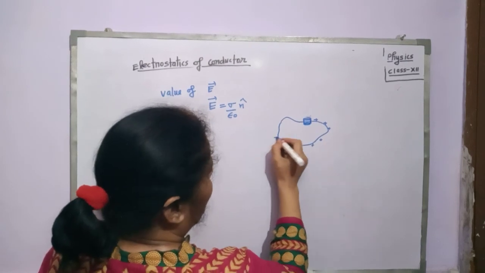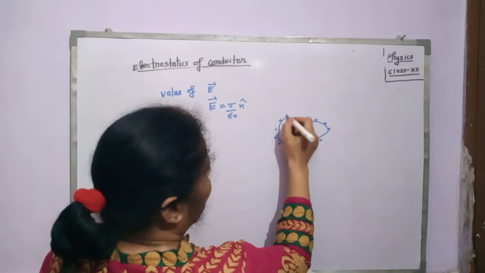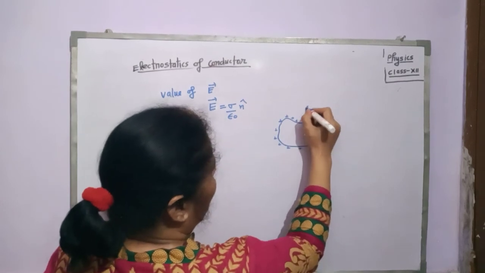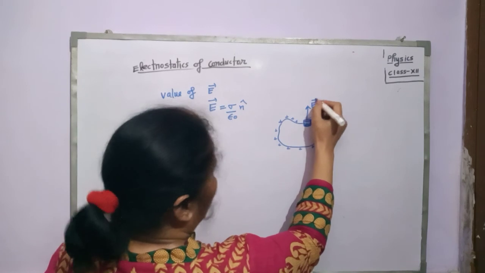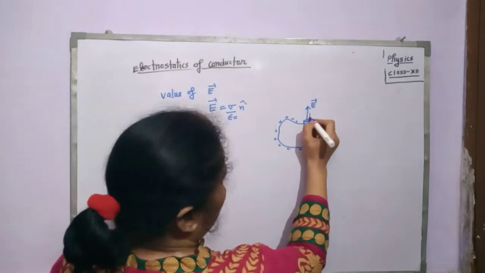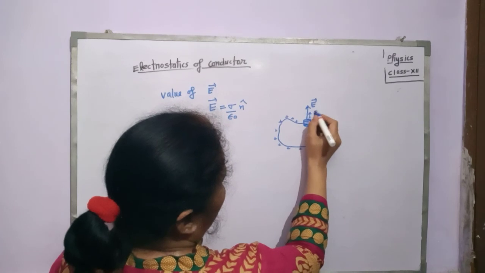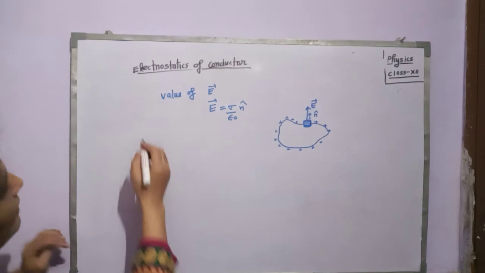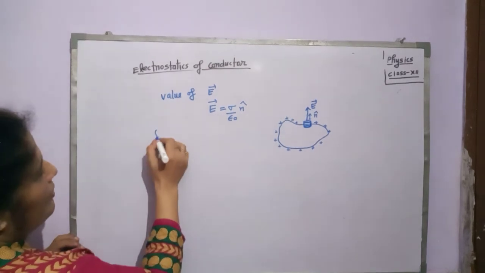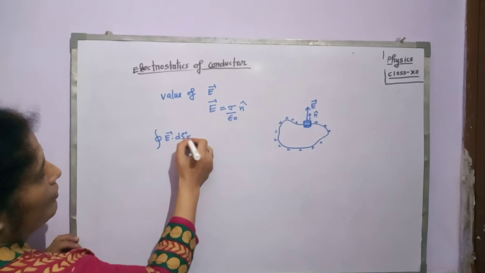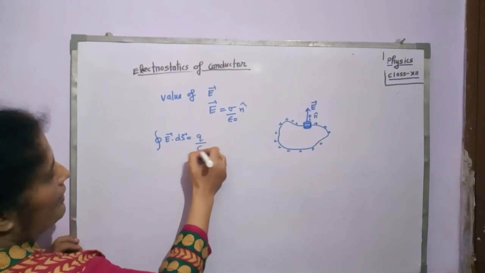Then you can say that this charge resides on the surface, and the direction of the electric field is outward. This is E, and n cap is the unit area vector. This is also in the outward direction. Both are in the outward direction. Then from Gauss theorem, you can say here E dot ds is equal to Q upon epsilon naught.